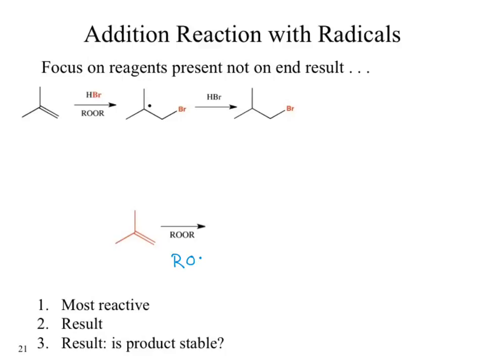What is that radical most likely to encounter? The alkene, the pi bond. That is the only other thing present. In our first reaction, what it encountered was HBr, because HBr was present in high concentrations. HBr is not present here. The only thing it can encounter is the alkene. So it reacts, and it forms a bond. What would that product look like? Draw it out.